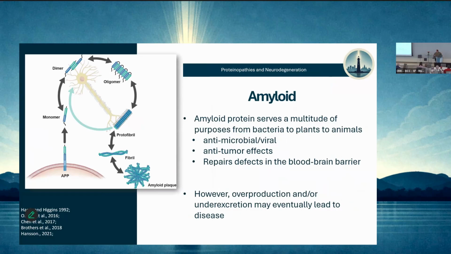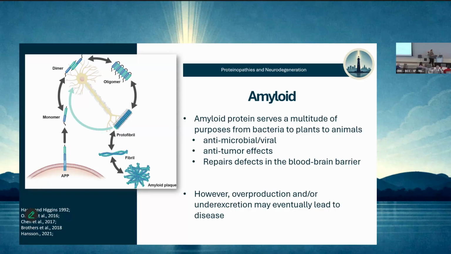So the first disease that we'll talk about is Alzheimer's disease. And so the first two underlying pathologies we'll talk about are accumulation of amyloid and accumulation of tau. So what is amyloid? Amyloid protein is a very important protein in the brain, and it has a lot of positive functions. In fact, this protein is so important that we see it throughout plants, animals, bacteria, everywhere. We find it in many, many different living things. For us, it has many different benefits. It has antimicrobial effects, including antiviral. It also has anti-tumor effects. And it can repair defects in the blood-brain barrier.